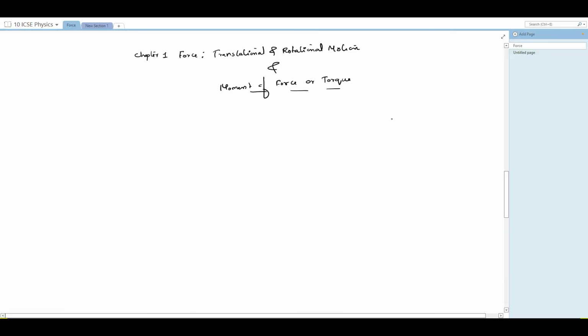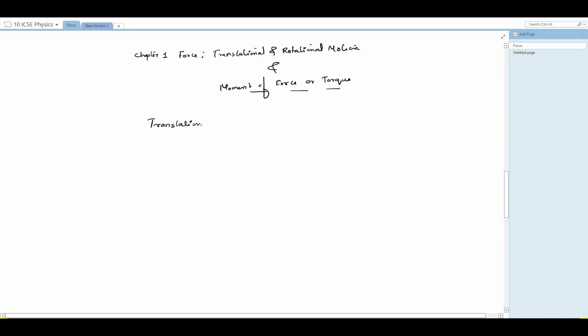Welcome students. In this lecture we are going to discuss translational and rotational motion and what is moment of force, or we call it torque. So let's get into the topic. Translational and rotational motion. The first one we will discuss is translational motion.